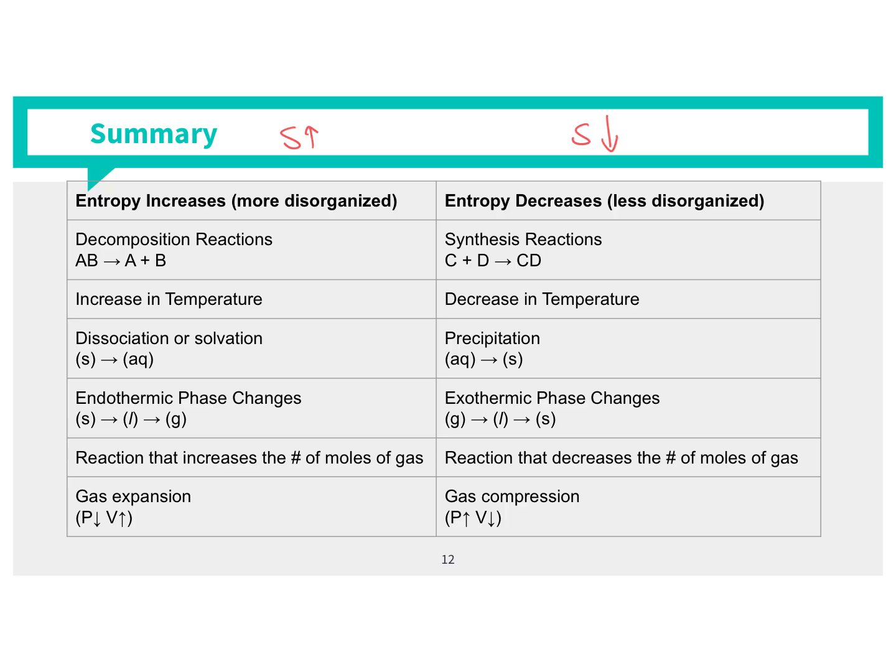And the exact opposite is true for entropy decreases, right? A synthesis reaction decreases your entropy. Lowering your temperature, precipitating something, an exothermic phase change, so going from a gas to a liquid to a solid, decreasing the number of moles of gas, or compressing something, decreasing the volume and increasing pressure. All of those will decrease your entropy.